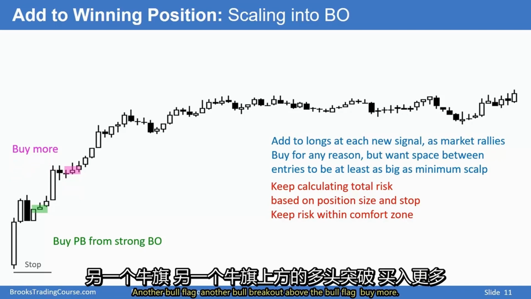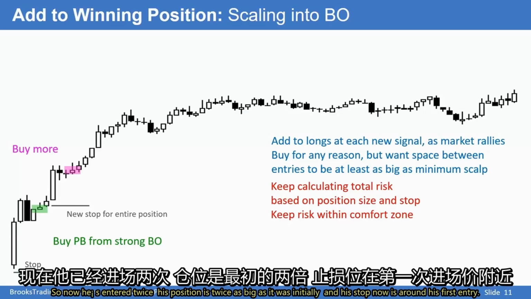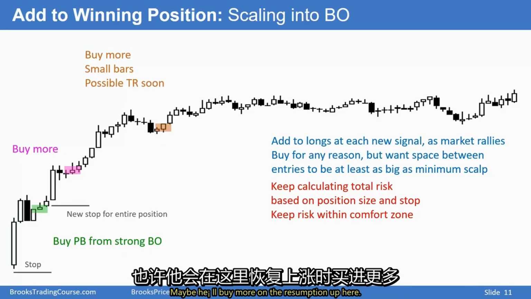Another bull flag, another bull breakout above the bull flag, buy more. We have a bull breakout to a new high, put the stop below that new bull breakout, which is above his first entry price. So now he's entered twice. His position is twice as big as it was initially, and his stop now is around his first entry. Another bull flag, a high 2 bull flag, 2 small legs down, 1 pullback 2, and then we have a bull bar. Maybe he'll buy more on the resumption up.